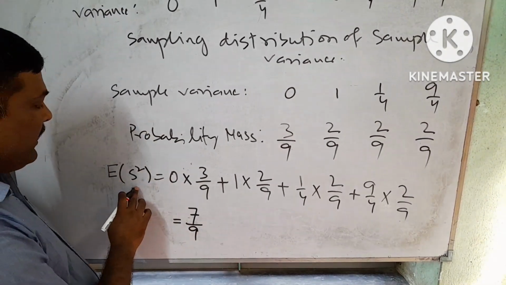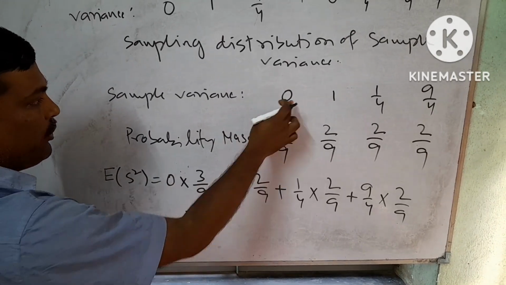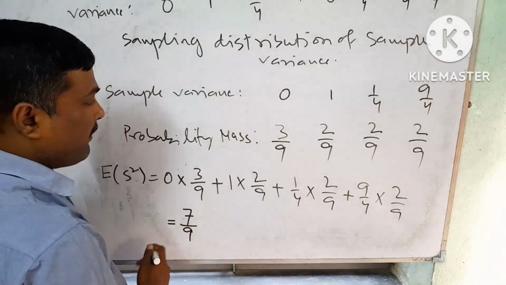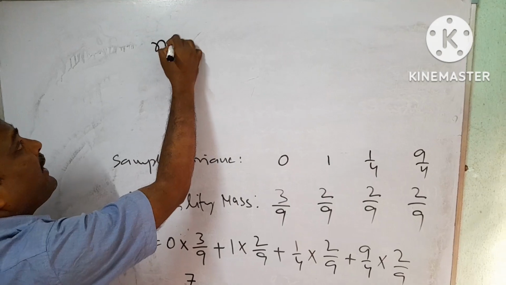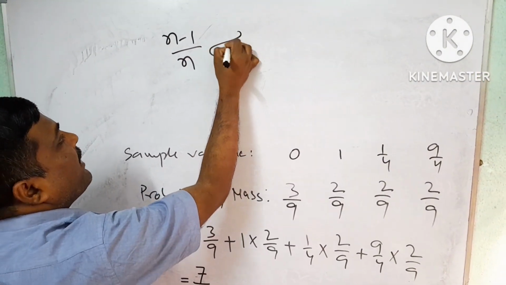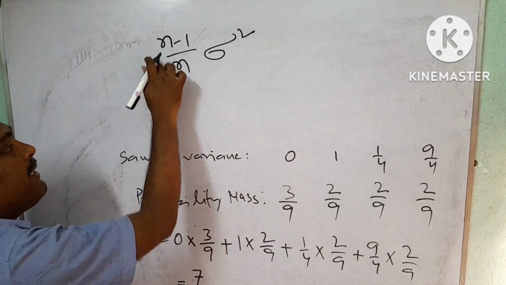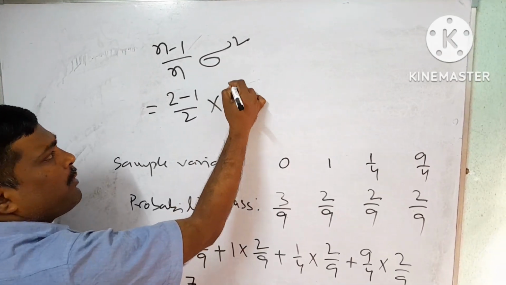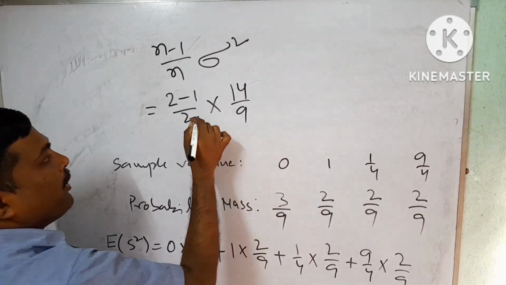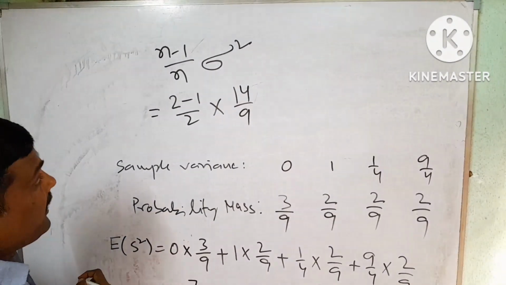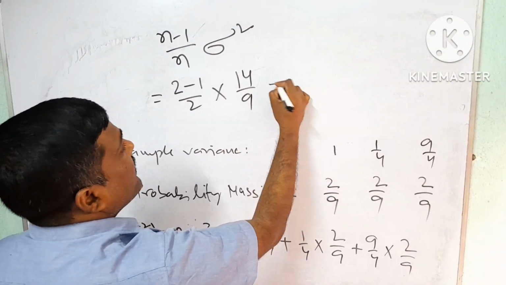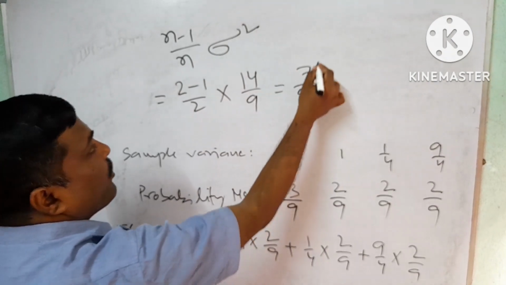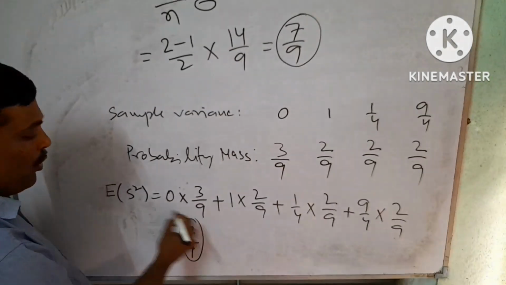So E of S square, the expected value of S square, is 0 into 3 by 9 plus 1 into 2 by 9, 1 by 4 into 2 by 9, 9 by 4 into 2 by 9. You will get 7 by 9. Now n minus 1 by n sigma square: n is the sample size, which is 2, so 1 by 2 into sigma square. Sigma square is 14 by 9, so it is 7 by 9. E of S square is also 7 by 9.